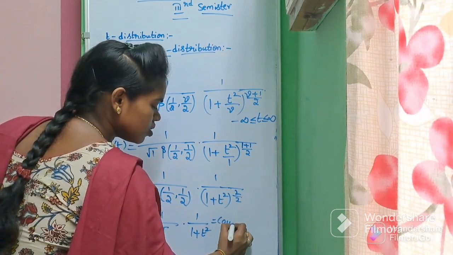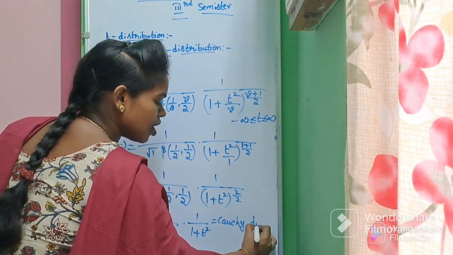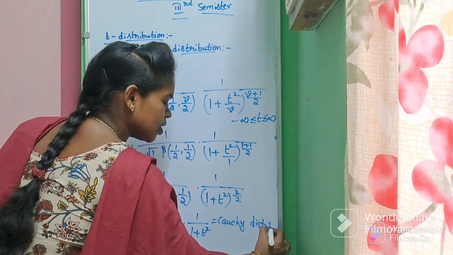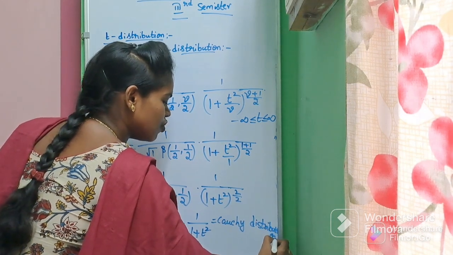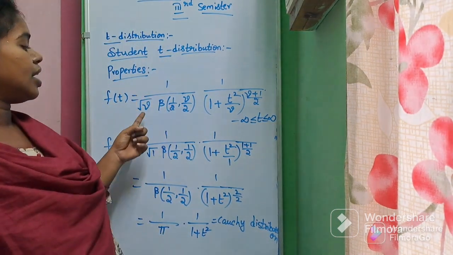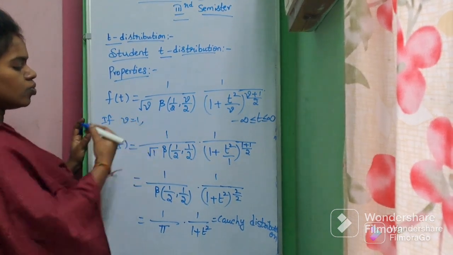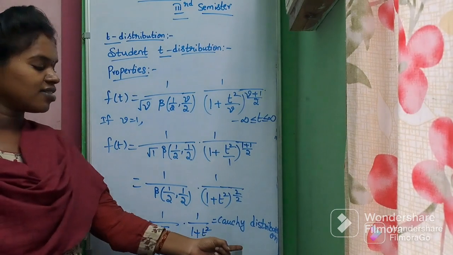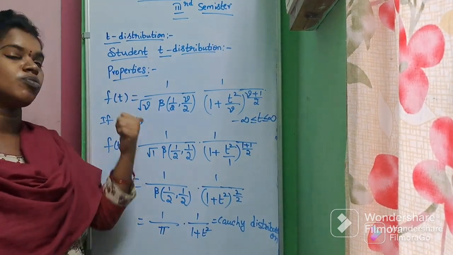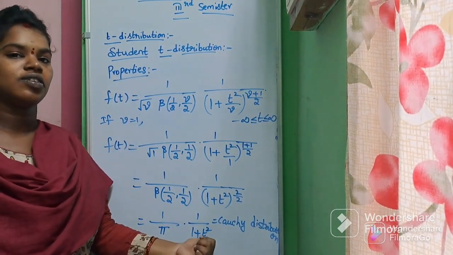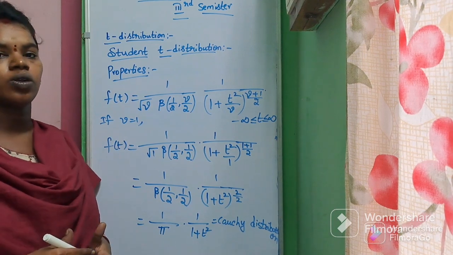This is our Cauchy distribution formula. So, in place of nu, we are taking 1. If nu equal to 1, then it changes as a Cauchy distribution. This t distribution changes as the Cauchy's distribution when we take nu equal to 1.